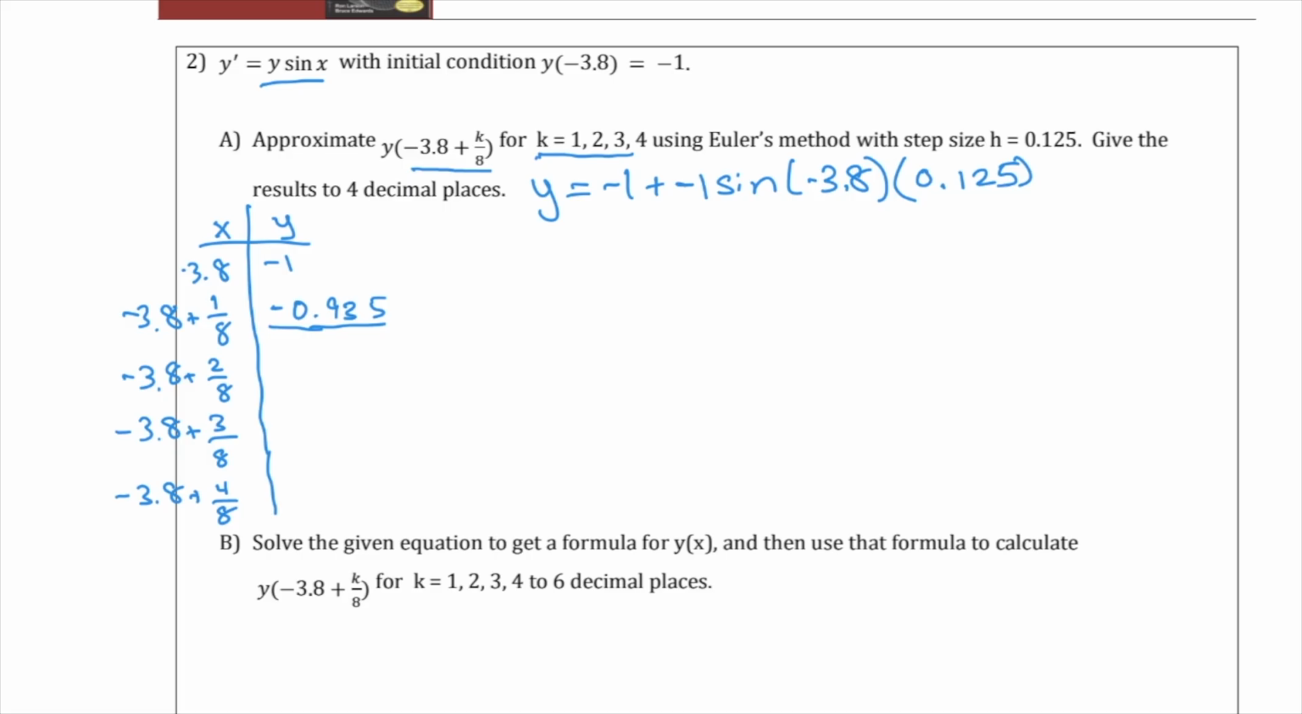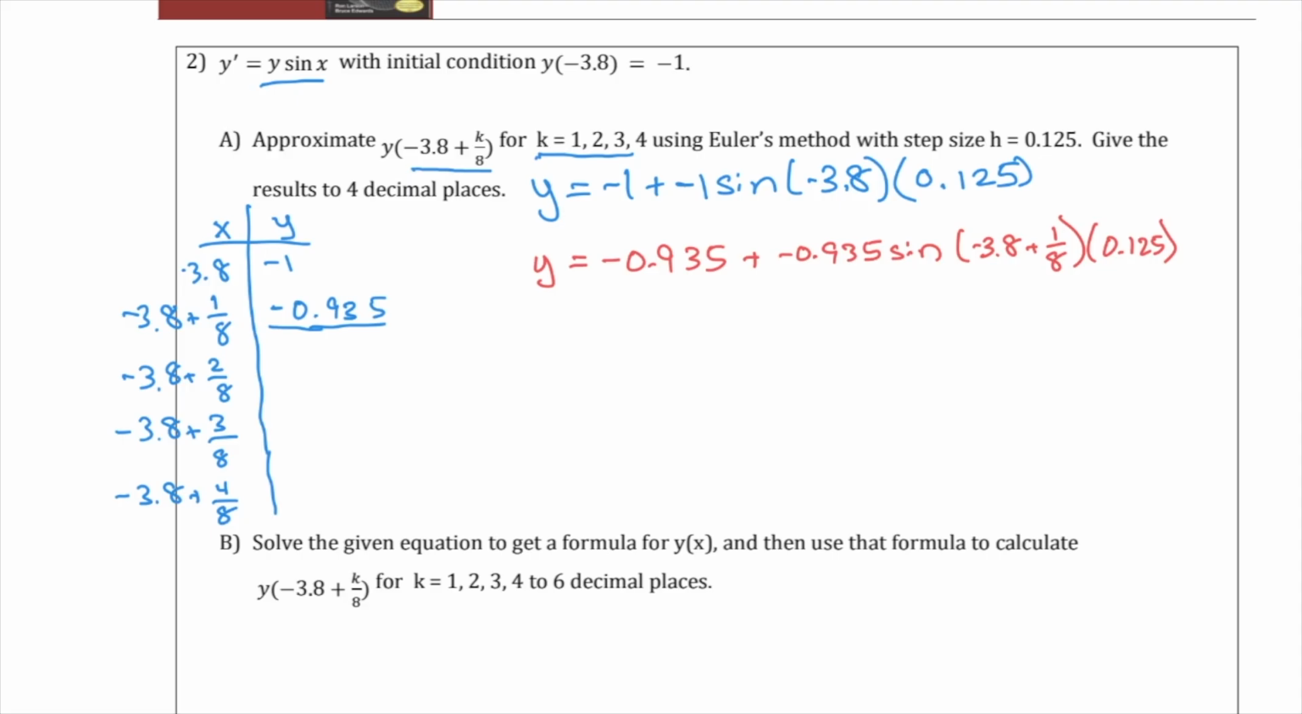Once we have that new y value, we get to do this all over again. So our next equation is going to be y equals the new y value, negative 0.935, plus, now following your differential equation, put in your y value, and then your x value. So we have the sine of our new x value, which is negative 3.8 plus 1/8, and that is going to be multiplied by your delta x, which is 0.125.